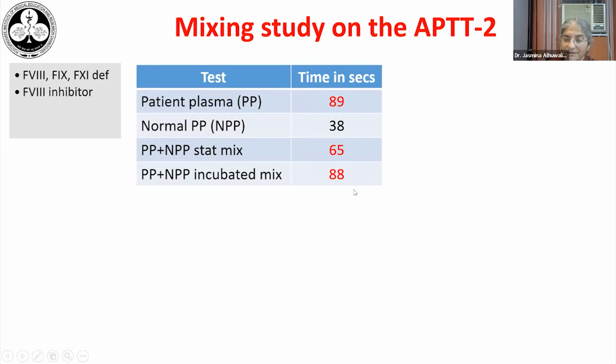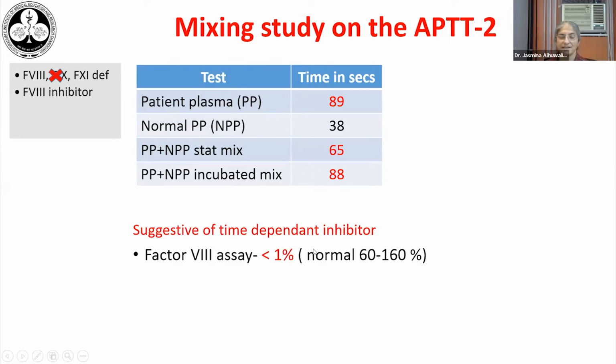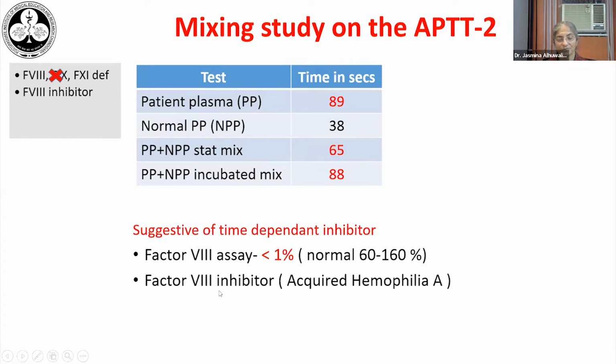So there is an inhibitor definitely. And the difference between the start and the incubated mix is more than 8 seconds, which indicates that it is a time-dependent inhibitor. So factor VIII is the commonest type of time-dependent inhibitor that we know. So in this case, we did a factor VIII assay, which was less than 1%. The next thing we need to do, so the likelihood of the possibility in this patient would be the presence of a factor VIII inhibitor, and the likelihood would be that of an acquired hemophilia A, because this looks like a recent onset bleed. He's undergone a surgical challenge without significant bleed in the past.